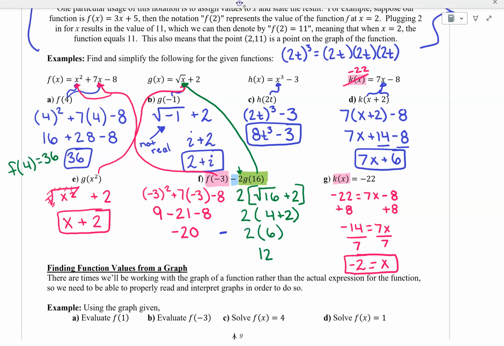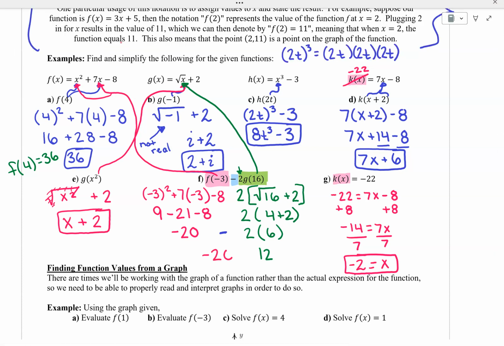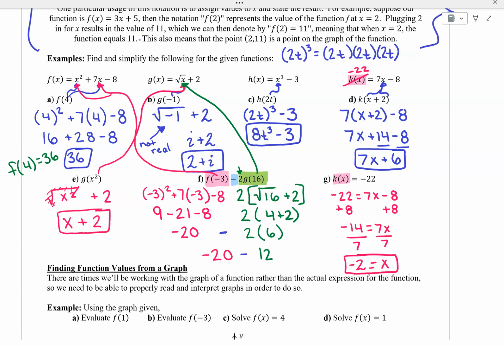So the question is wanting us to do -20 minus 12. And that will equal a -32. So I try to keep things a little color coordinated there for you to help you make sure you're understanding that. Okay, so the next thing is can you do that on a graph?